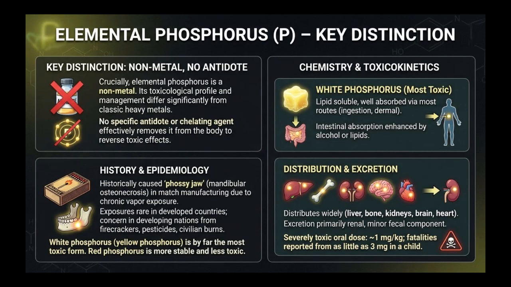In the field of toxicology, especially when addressing heavy metal poisoning, it is important to understand that elemental phosphorus, despite its high toxicity, is fundamentally a nonmetal rather than a heavy metal.